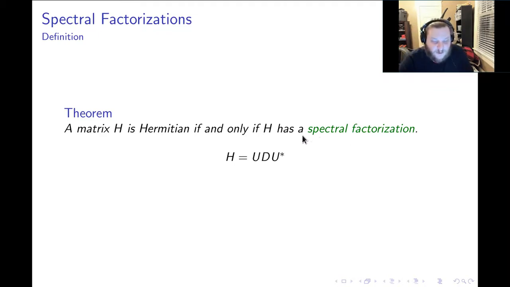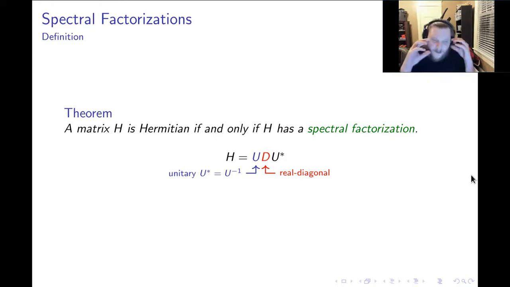A spectral factorization is an expression that takes our Hermitian matrix H and writes it as U times D times U conjugate transpose. U here is a unitary matrix, which means that its conjugate transpose equals its inverse. And D here is a real diagonal matrix.